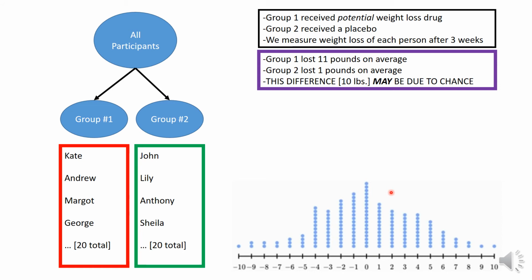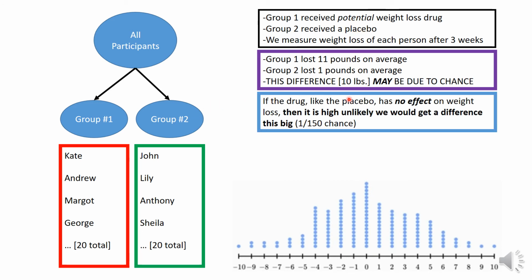Okay, so what does that tell us? The simulations tell us that a difference like this would happen rarely with these specific participants. A difference this big would happen very rarely with these participants if the weight loss drug was just as ineffective as a placebo. So if the drug, like the placebo, has no effect on weight loss, then it is highly unlikely that we would get a difference this big, a 1 in 150 chance. Now that does happen sometimes, it just very rarely happens.